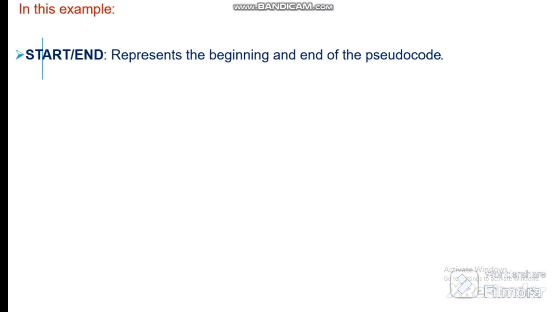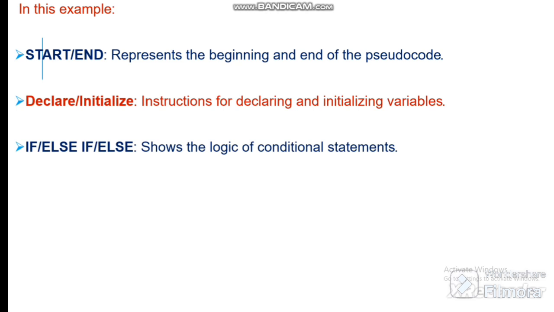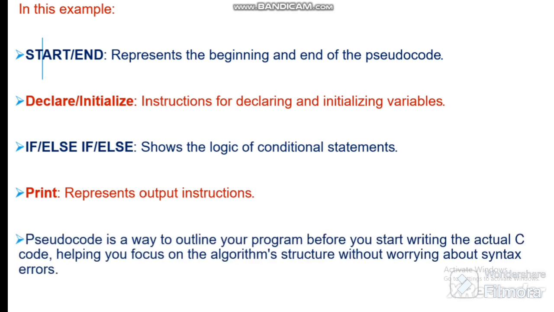So in this example, start and end represent the beginning and end of the pseudocode, and then declaration and initialization. So declaring the variables as integers and assigning values to them, and if necessary, we are using some condition statements. Then after that, we are printing the results. So pseudocode is a way to outline your program before you start writing the actual C code, helping you to focus on the algorithm structure without worrying about syntax errors.